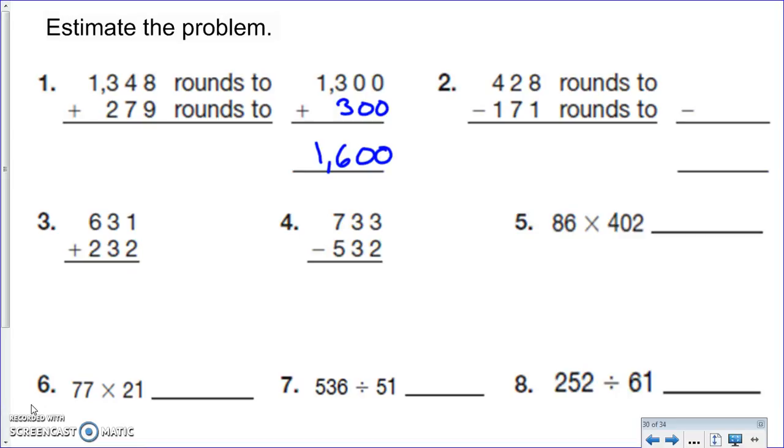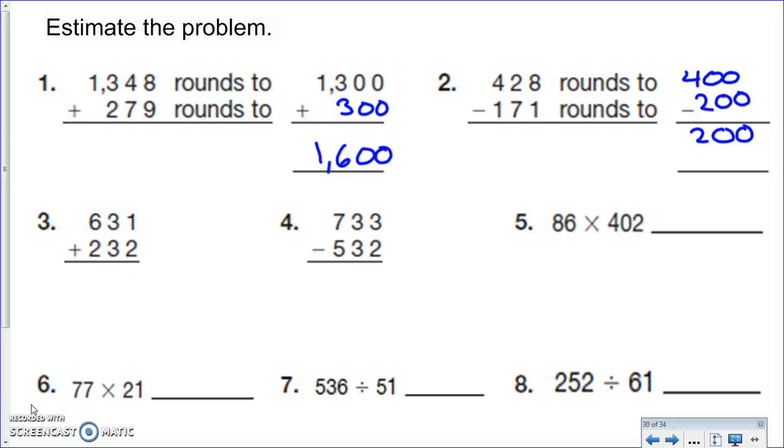We're going to round to the nearest hundred for these as well. So 428 rounds to 400. 171 rounds to 200. And 400 minus 200 gives us 200.